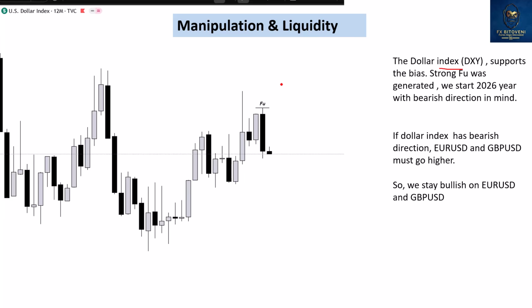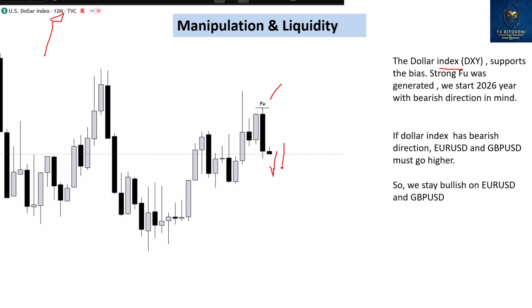So here we have a strong FU to the downside. This means the dollar index is going down. The dollar is dropping, so what do you expect? You expect that the next candle, which is this current year candle, is going down. Remember, we are using the 12-month time frame to identify true direction. So we start a new year with a bearish mind until another manipulation against this one forms.